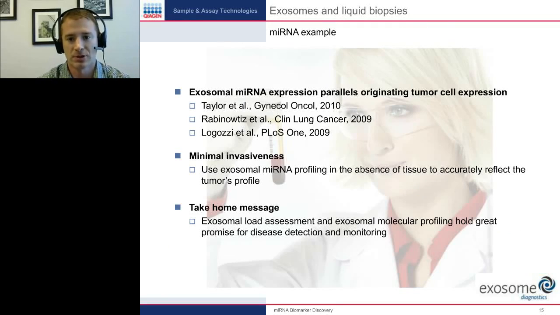So looking a little bit closer at exosomes and the role of liquid biopsies, let's take a microRNA example. There are various publications, and this is certainly not an exhaustive list, where the exosomal microRNA expression parallels originating tumor cell expression. And this is minimally invasive simply because you can use exosome microRNA profiling in the absence of tissue to accurately reflect the tumor's profile. And the take-home message is that exosomal load assessment and exosomal molecular profiling hold great promise for both disease detection and monitoring.